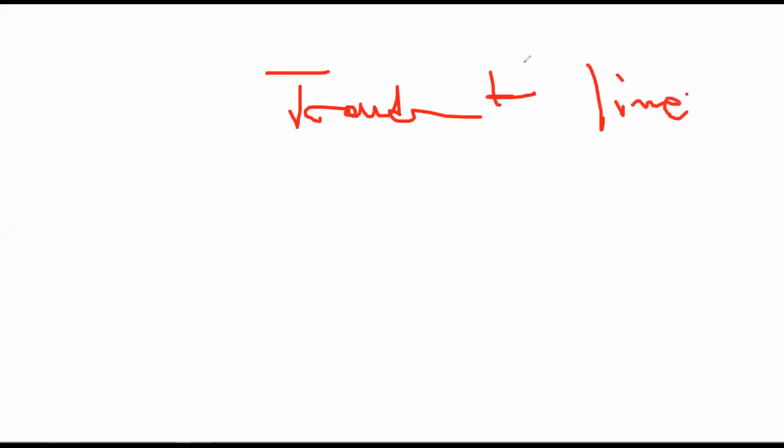Let's quickly talk about trend lines. Let's start with this: we have trend plus line. Trend has to do with the direction. Trend has to do with the direction.